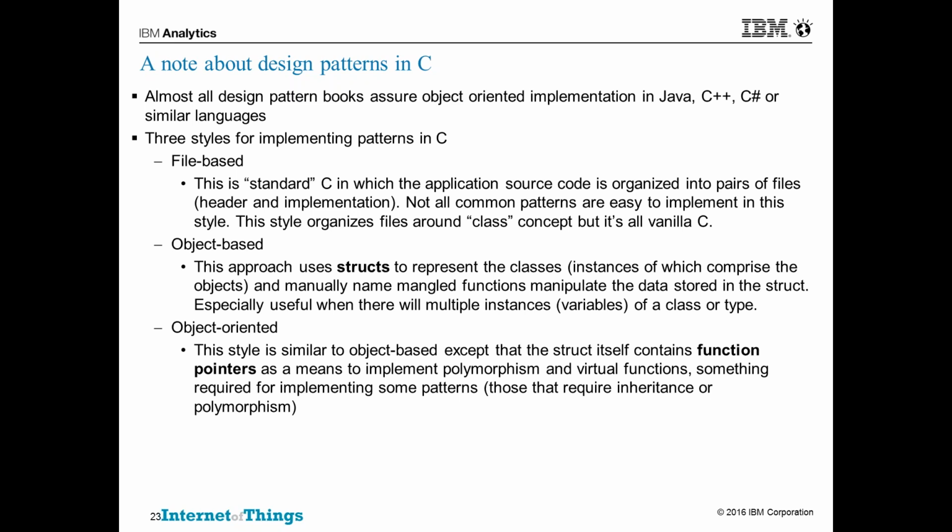Now it does require that you do name mangling of the functions so you can keep track of which functions apply to which objects. And you typically will use this when you have multiple instances or variables of an element type. So for example, you might have a sensor in a system, a temperature sensor, but you've got 20 of them. So you just have multiple instances of that object, sensor, and a set of functions that work on all of them. And we'll talk about how to do that.